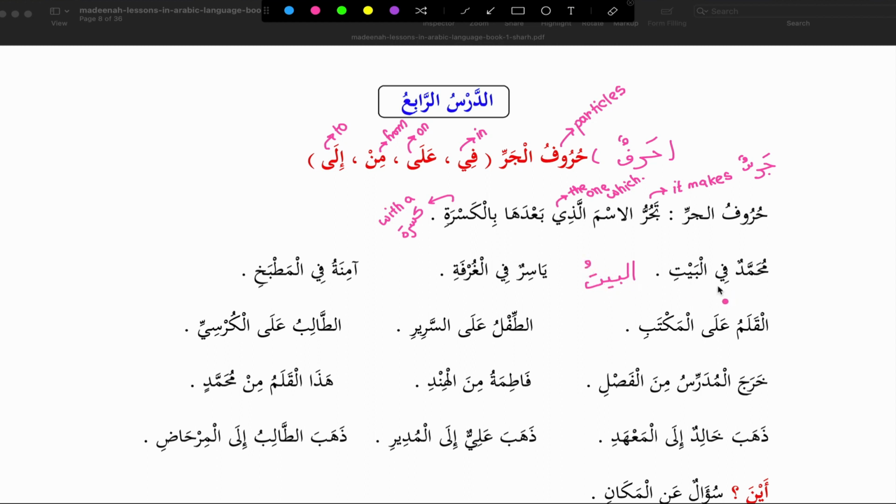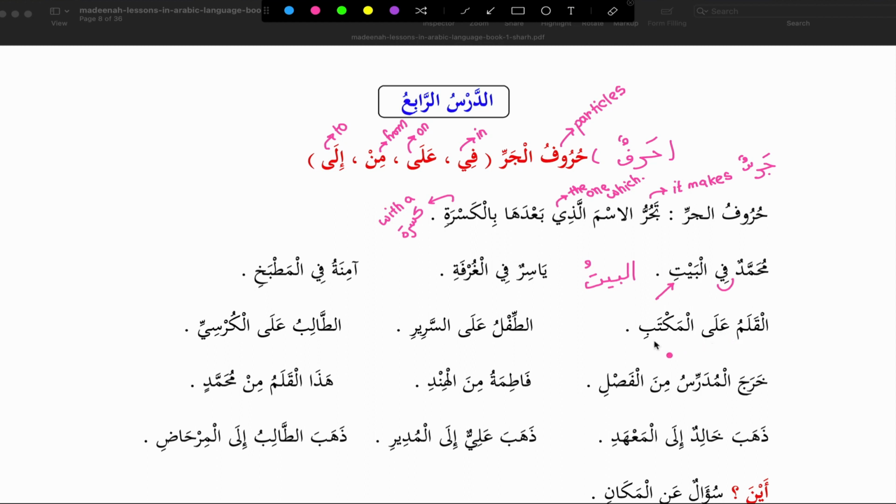Al-baytu, because the fi came before it, the ism that comes after it is made jar bil kasrah, with a kasrah. طيب. So this is what it says. Muhammadun fil bayti. Muhammad is in the house. Yasirun fil ghurfati. Yasir is in the room. Aminatu fil matbakhi. Amina is in the kitchen.